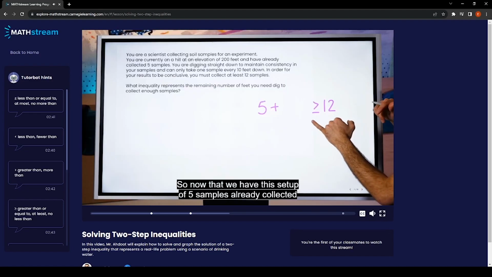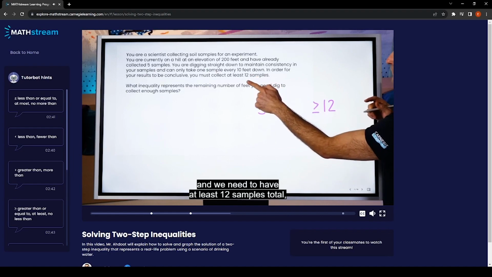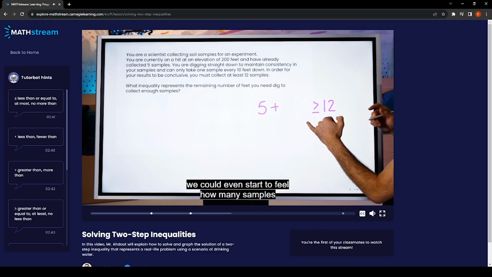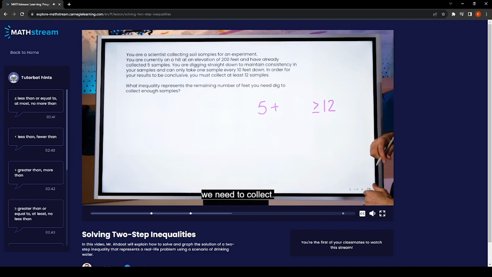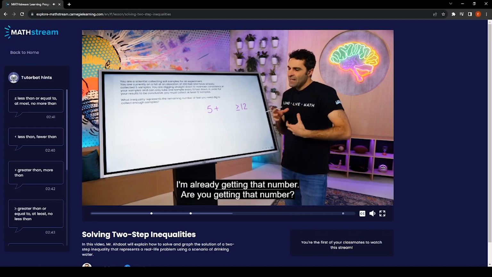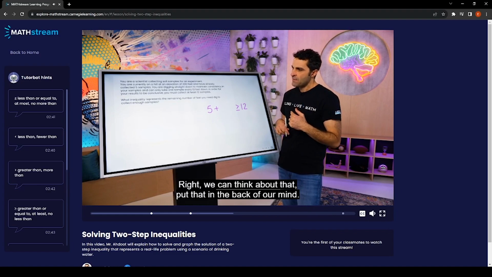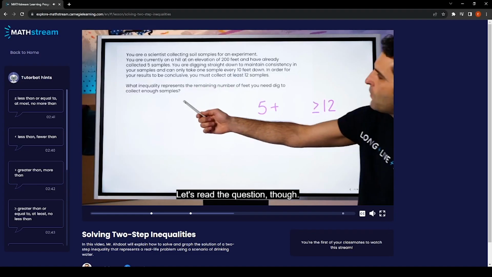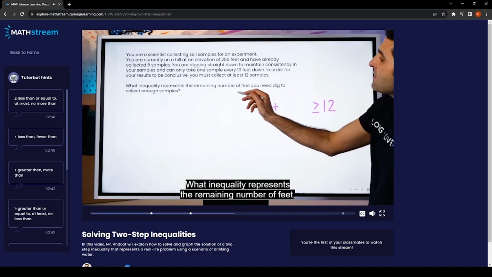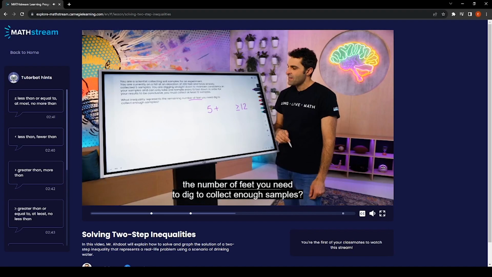So now that we have this setup of 5 samples already collected, and we need to have at least 12 samples total, we could even start to feel how many samples we need to collect. 5 plus what is 12 or more? I'm already getting that number. Are you getting that number? We can put that in the back of our mind. Let's read the question, though. What inequality represents the remaining number of feet, the number of feet you need to dig to collect enough samples?